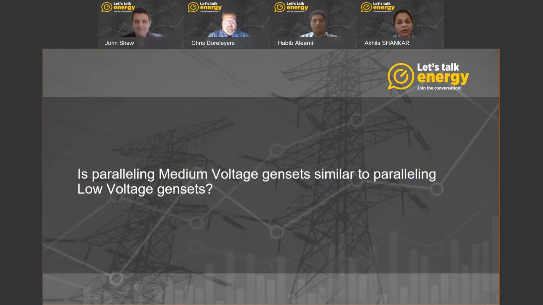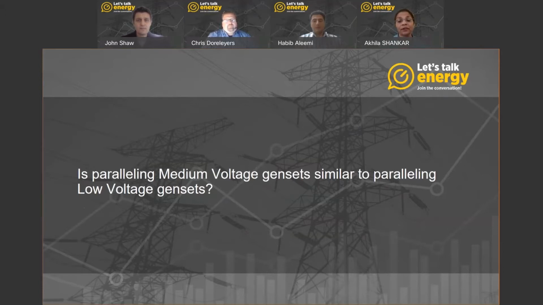Yes, the answer would be yes. Paralleling medium voltage gensets is similar to that of low voltage gensets. Technically, two generators at any voltage can be paralleled together as long as their frequencies and voltages are the same at the point of interconnection.